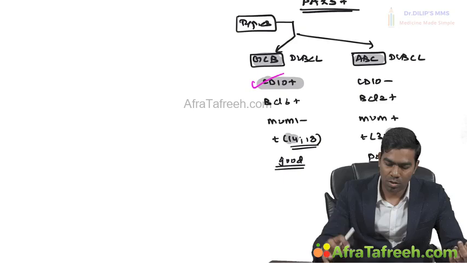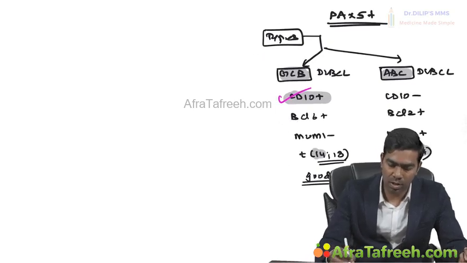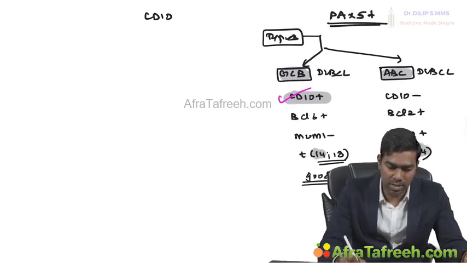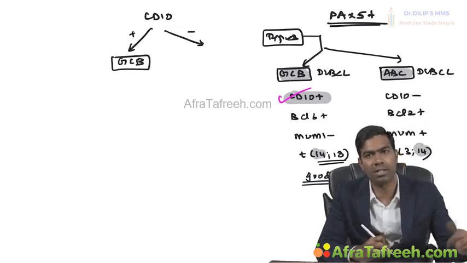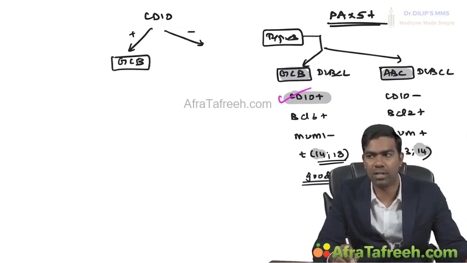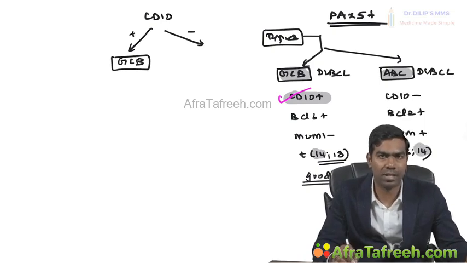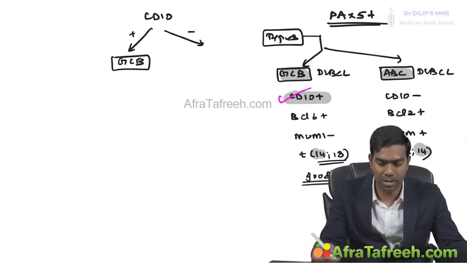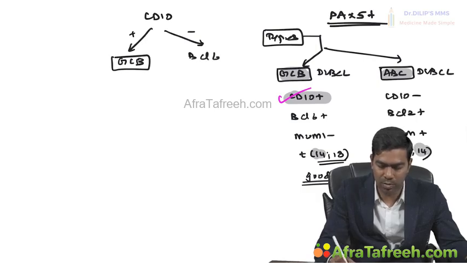CD10 positivity means germinal center origin. Even certain algorithms have been devised to diagnose the DLBCL type. The most important algorithm is this. See the CD10 first, whether it is CD10 positive or CD10 negative. The moment you call CD10 positive, it must be a germinal center B cell type. If CD10 negative, still it could rarely be a germinal center B cell type, but this is the algorithm. So BCL6 is what you have to see.